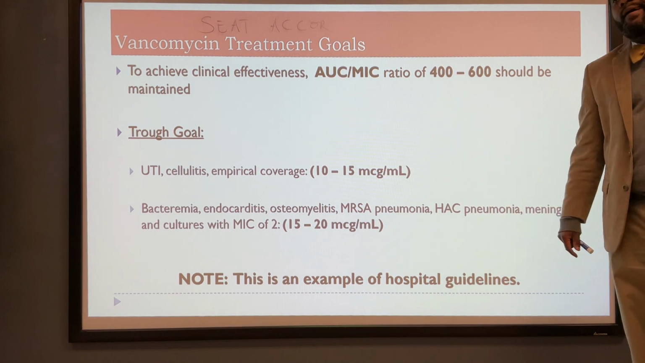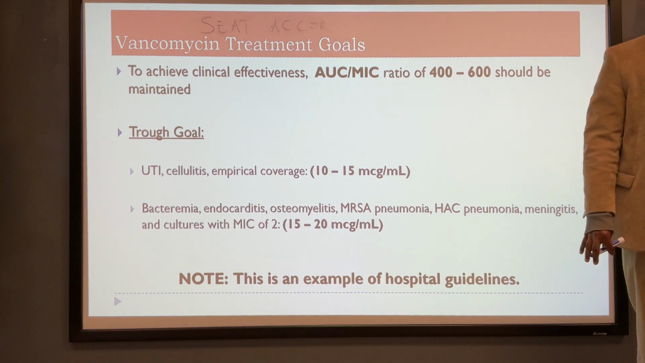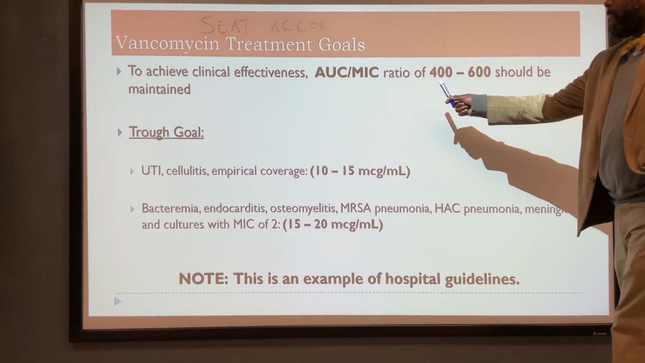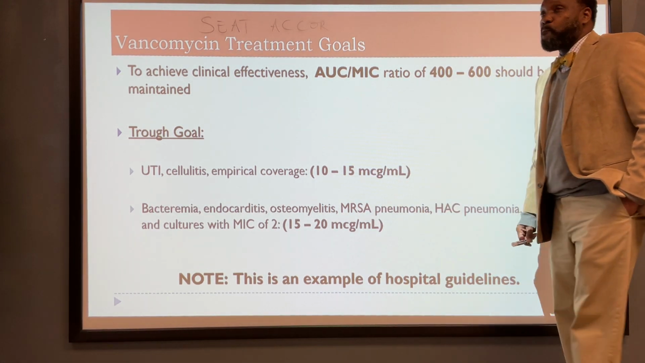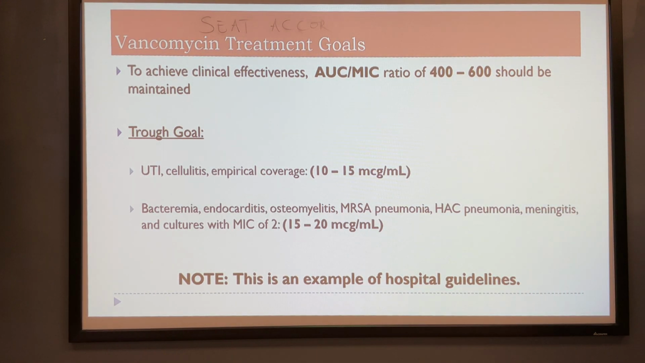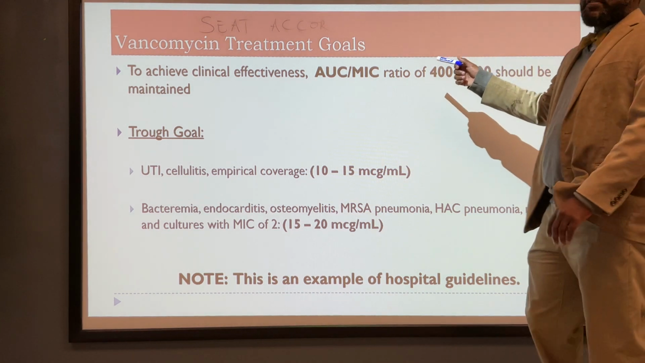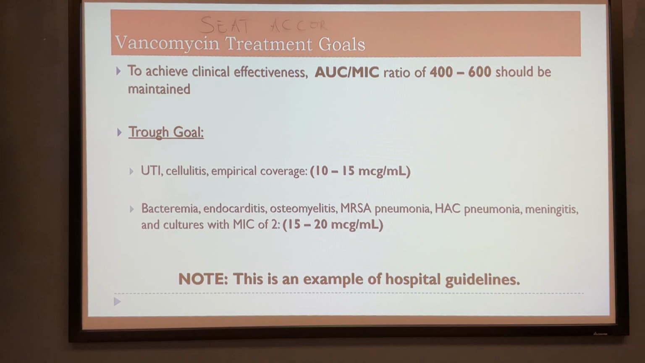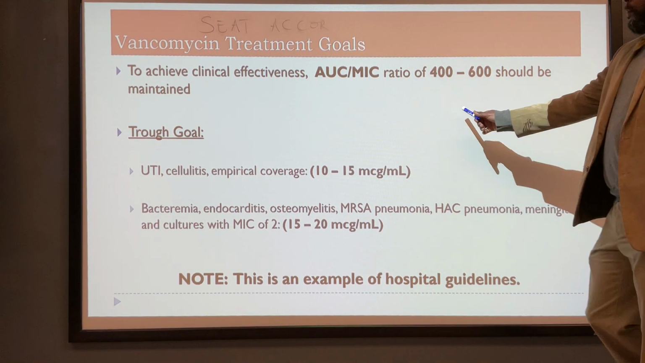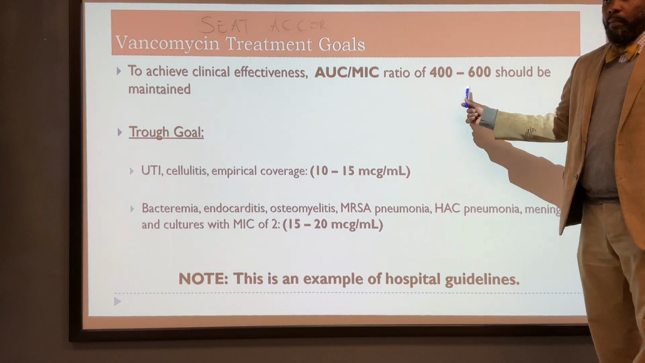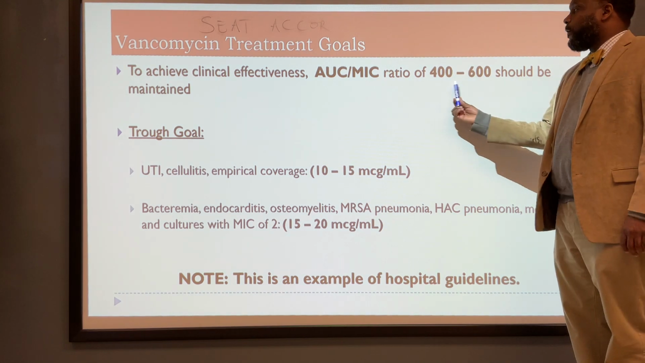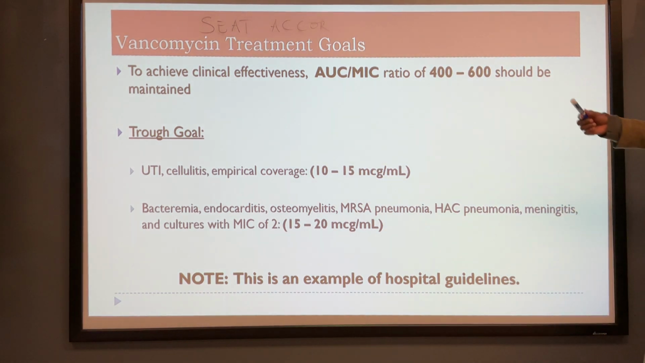So before, when talking about forms, they said we're only using troughs. I said, yeah, this is why I showed you how to use troughs. But really, this is what's clinically significant. So, as I mentioned, new guidelines came out last year to say everyone needs to figure out how they're going to calculate AUC to make sure, because as I said, people were getting hurt. So, remember this. Remember, you want an AUC to MIC ratio of 400 to 600 for vancomycin.